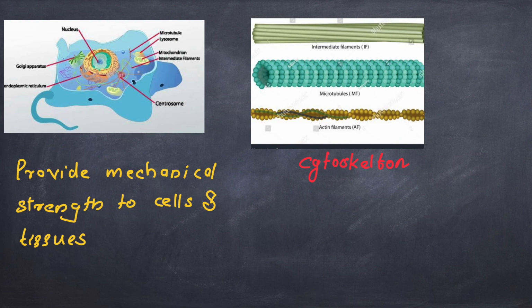Intermediate filaments are part of the cytoskeleton. Cytoskeleton is formed by intermediate filaments, microtubules and microfilaments. Actually, they are not directly involved in cell movement, but they provide mechanical strength to cells and tissues.